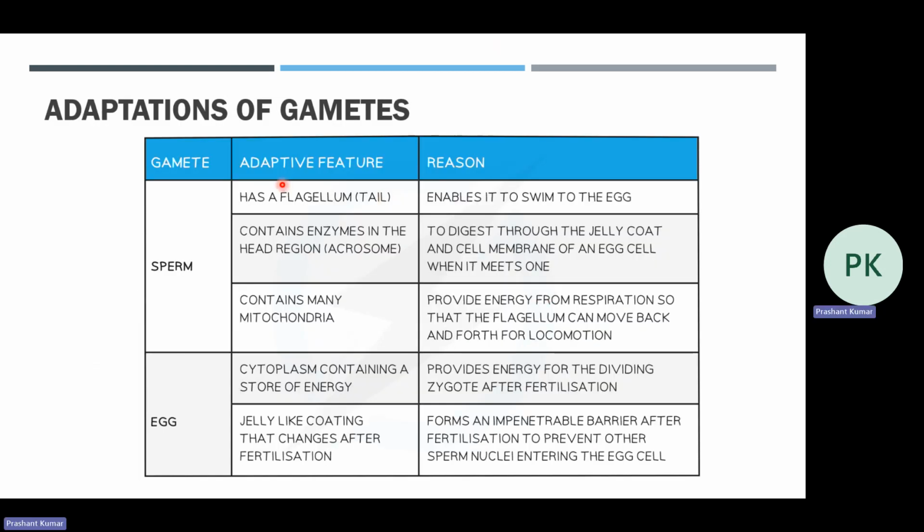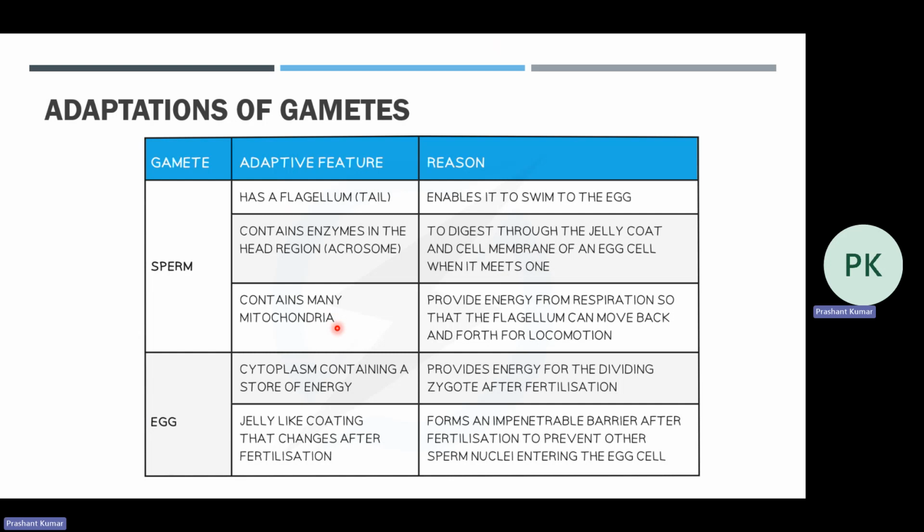How are these cells adapted to perform their functions? So let's talk about that. In the case of sperm cells, they have a flagellum. Why do they have a flagellum? So that they can swim to the egg. They contain enzymes in the head region. Why? To digest the jelly coat of the cell membrane of the egg cell.